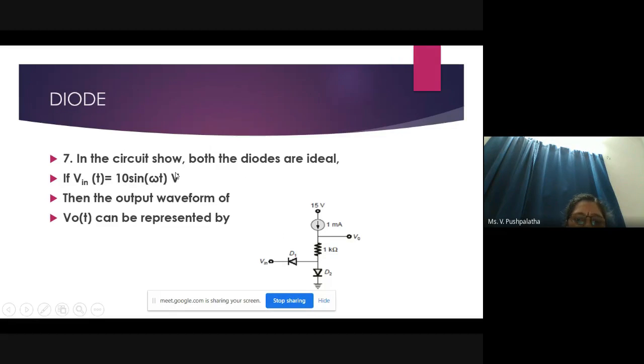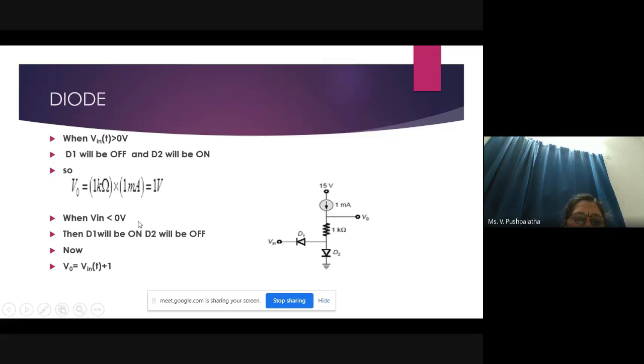So in the circuit shown, both the diodes are ideal. V in of t is 10 sine omega t. Then you need to find out the output waveform of V0 of t. Now see, I have drawn the circuit again here. When V in of t is greater than 0 volt, obviously my D1 is off and D2 will be on. So what will be the output here?